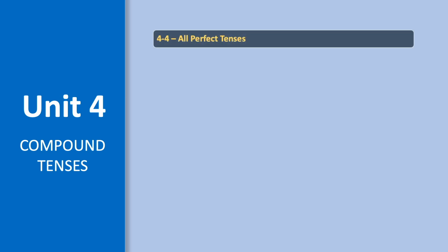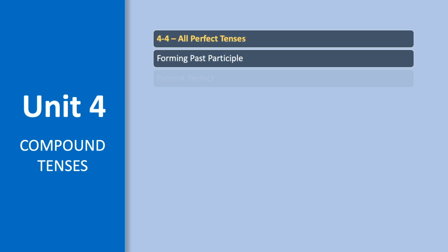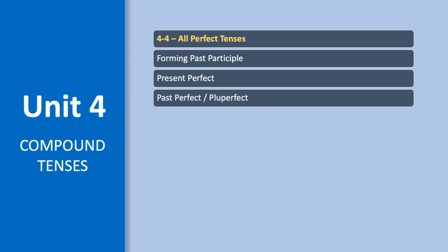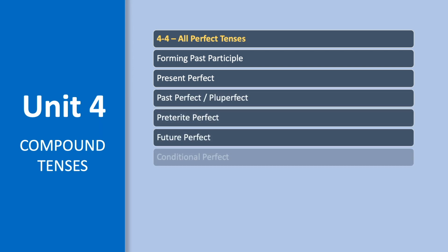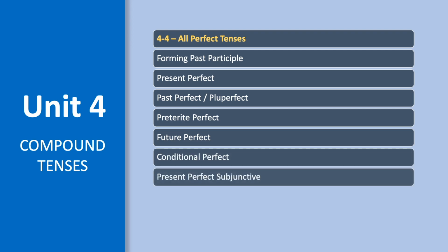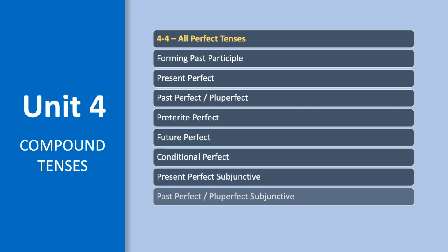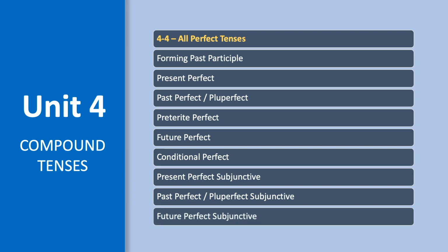The perfect tenses use the past participle. This includes the present perfect, the past perfect or pluperfect, the preterite perfect, future and conditional perfect, the present perfect subjunctive, the past perfect or pluperfect subjunctive, and future perfect subjunctive.